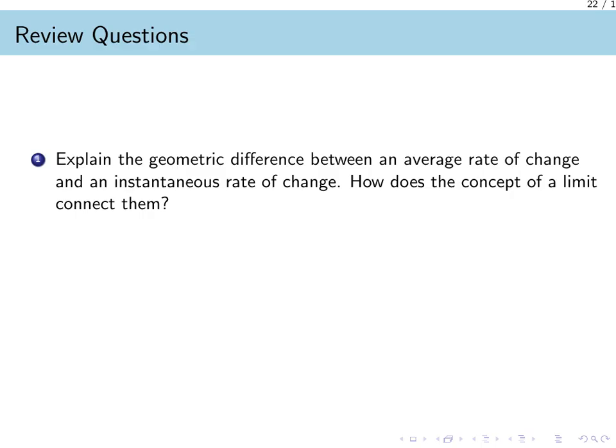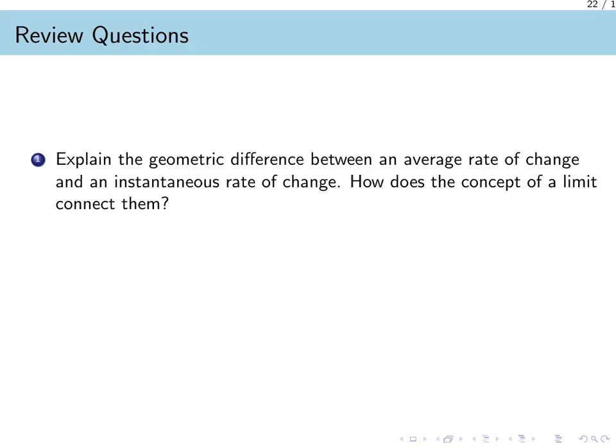The first question asks you to explain the fundamental difference between an average rate of change, which is the slope of a secant line connecting 2 points, and an instantaneous rate of change, which is the slope of the tangent line at a single point. The key is to describe how the concept of a limit provides the bridge between these two ideas.